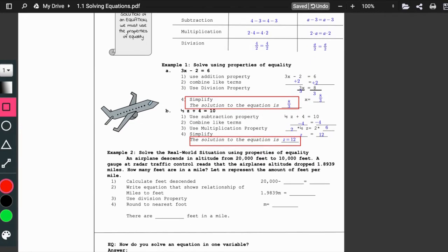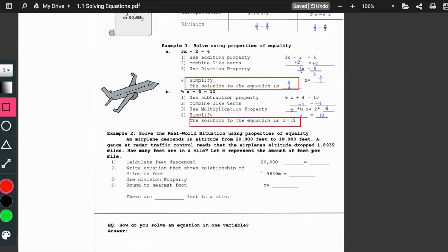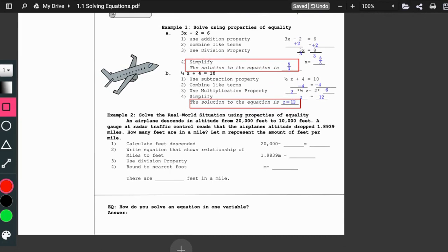So that's just some straightforward examples. Your homework is going to be very similar to that. So let's jump into a real world example because math's not really useful unless you can apply it to the real world. So in this situation, we have an airplane that descends in altitude from 20,000 feet to 10,000 feet. A gauge at radar traffic control reads that the airplane altitude dropped 1.8939 miles. We want to know how many feet are in a mile.